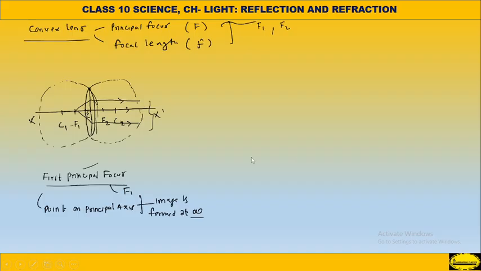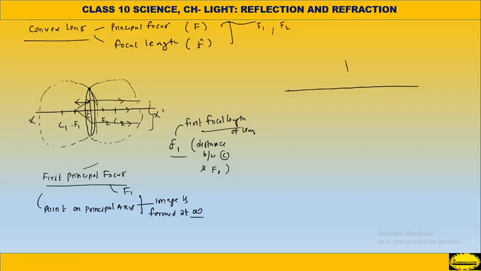Now the distance between C and f1 is the focal length 1, the distance between the optical center and principal focus 1. This is called the focal length of the lens, the first focal length of the lens.